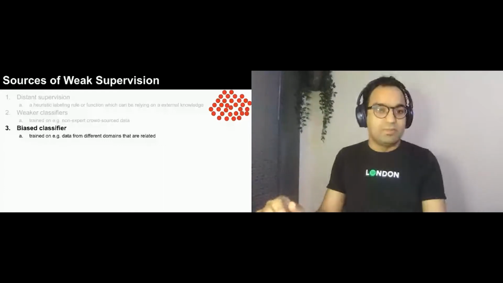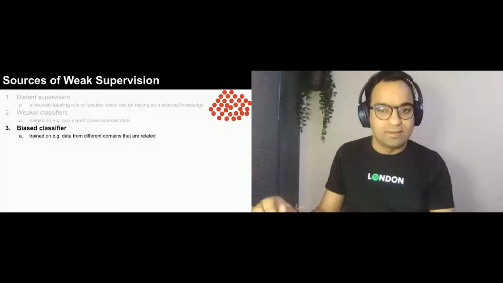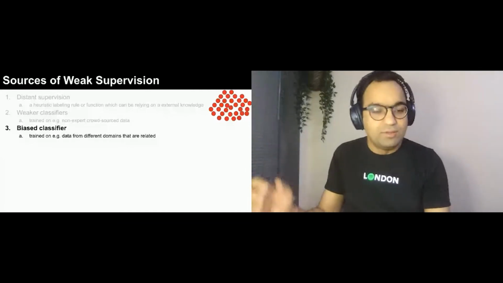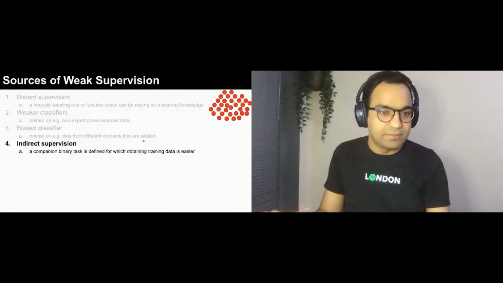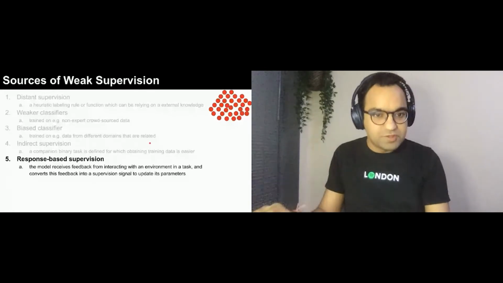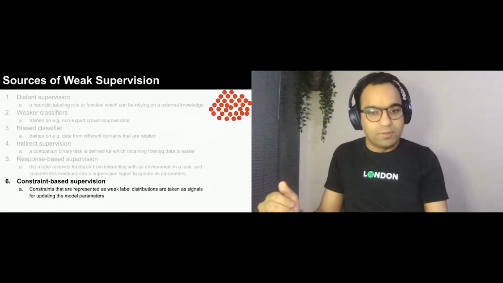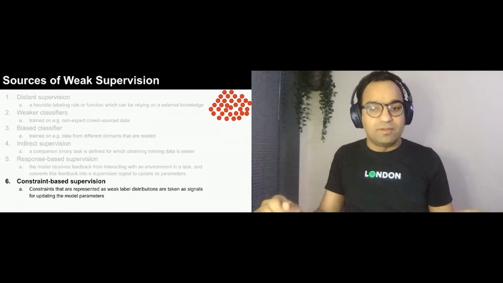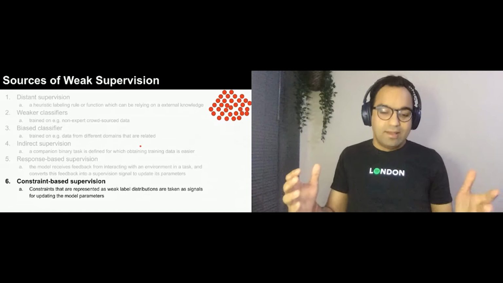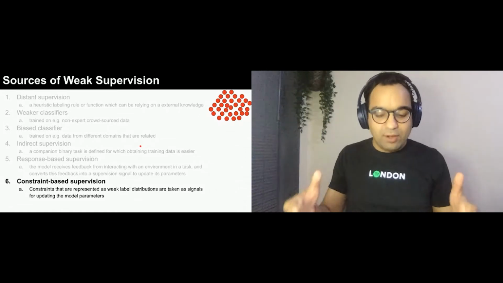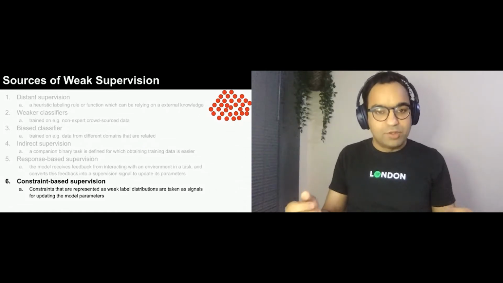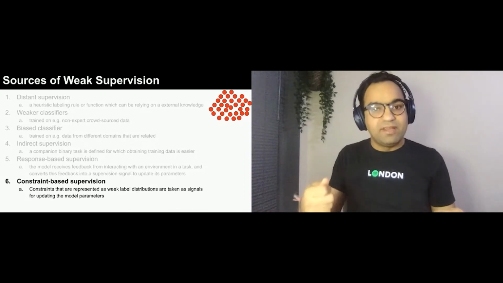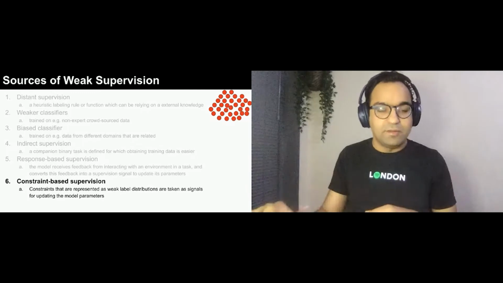Indirect supervision, like you have a companion binary task for which obtaining the training data is a lot easier. So you can use some supervision signals from that task, perhaps. You can have response-based supervision, or you can also have constraint-based supervision, wherein you have constraints that are represented as weak label distributions. Right now, we have a lot of tooling and machinery available to collect more and more forms of supervision signals, but they're very weak. So I can collect large scale data, but they're pretty weak.